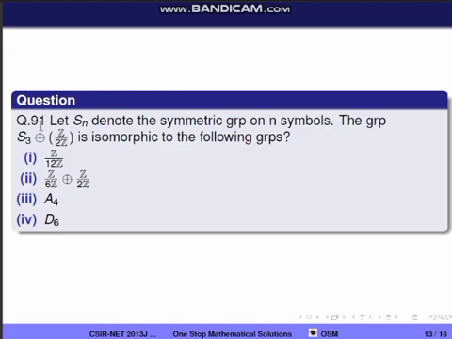Next question, question 91. Let Sn denote the symmetric group on n symbols. The group S3 ⊕ Z/2Z is isomorphic to which of the following groups? So we are given a group and we have to find to which of the options it is isomorphic. First of all, we will look into the concepts used in the question.